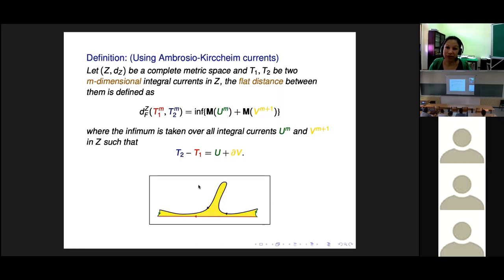So the distance that we use is first, one has to define the flat distance. The flat distance just means if you have one current, which is in red, and another current, which is in blue, as in my picture, and remember they have to be oriented. So these arrows represent the orientation, and then what you have to do is take the infimum of the mass of one current that is the same dimension as my original currents, this part in green, plus the mass of this current that has one dimension higher. So this is the picture. And so these U's and B's have to satisfy this condition, which is like a cobordism condition, but it's also like a Stokes theorem, okay? So you just want to fill in your T2 and T1 by something that has higher dimension, but maybe you created some boundary, and that's why you need this U, okay?